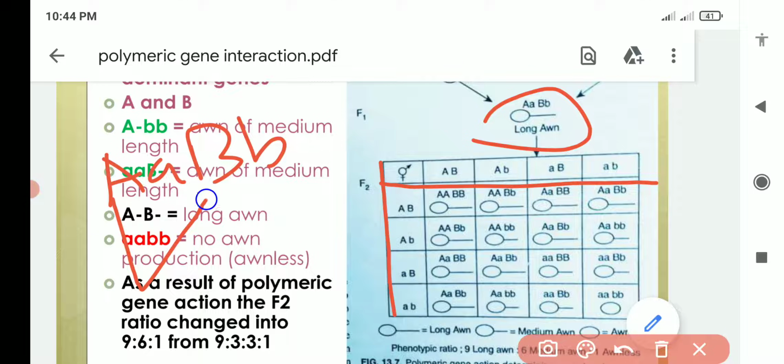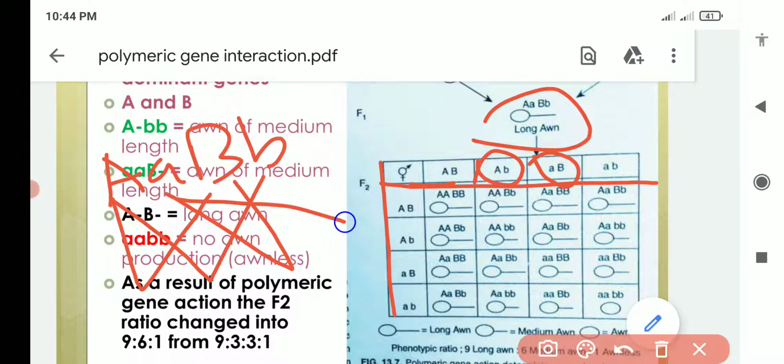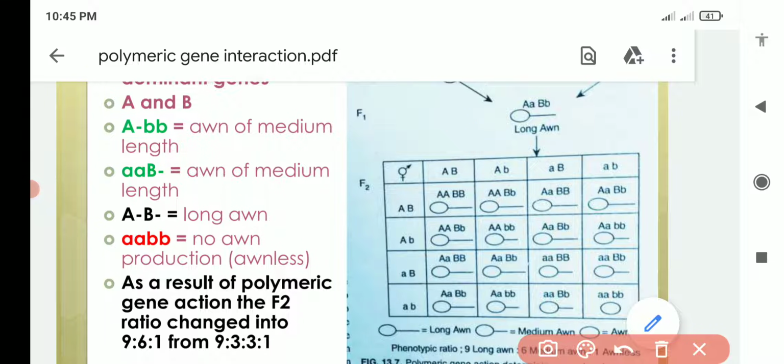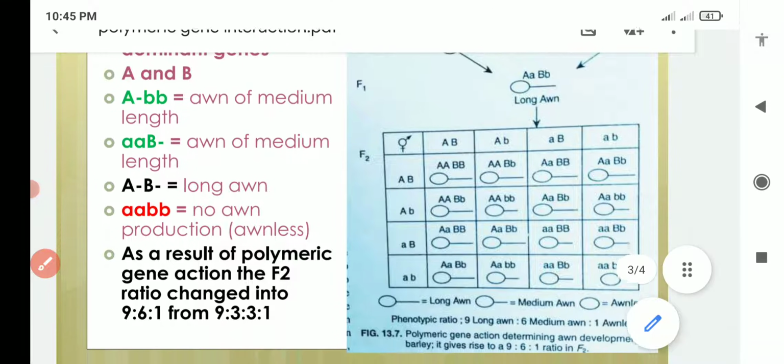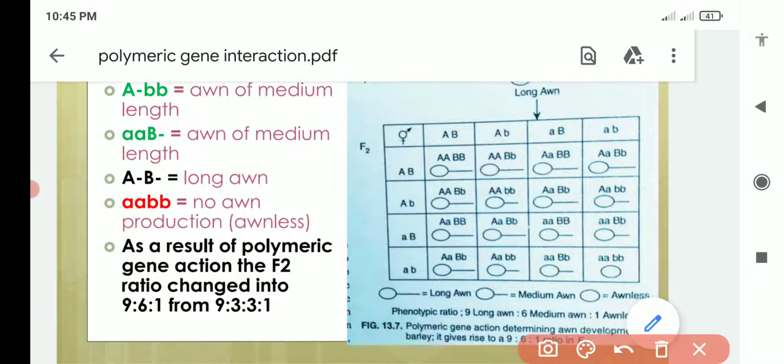If capital A goes with capital B, the first type of gamete is produced. If capital A goes with small b, the second type. If small a goes with capital B, the third type, and if small a goes with small b, the fourth type of gamete is produced. The same gametes are produced in the female also, and we will cross them in all possible combinations to get our F2 population. So if the first gamete crosses with the first gamete, we get capital A, capital A, capital B, capital B. Here long awn will be observed because both capital A and capital B are present.